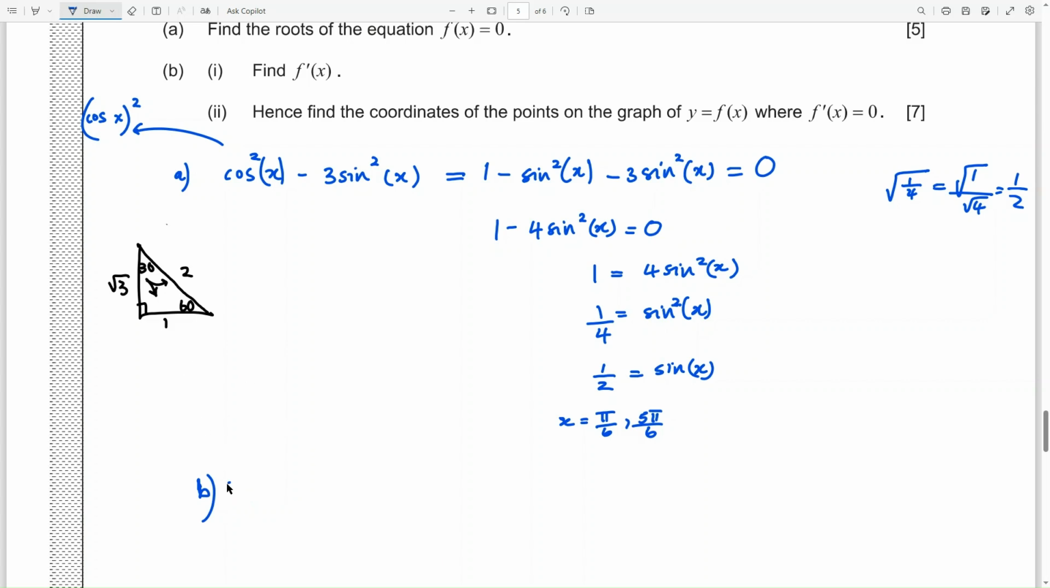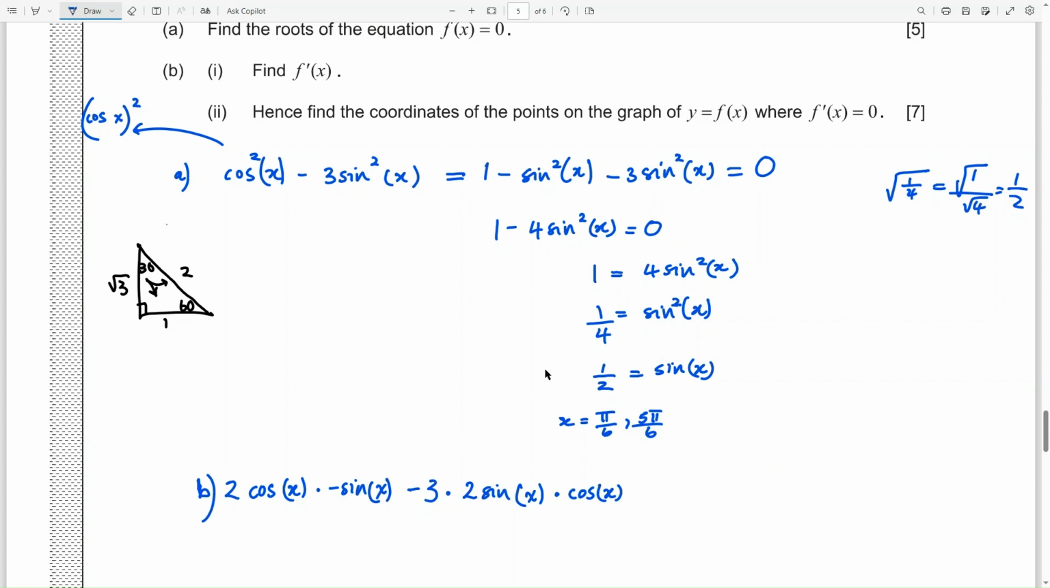So that's going to be 2 cos x times the derivative of cos x, which is negative sine. Then we're going to keep negative 3 as it is, and then 2 sine x times the derivative of sine x, which is cos x.